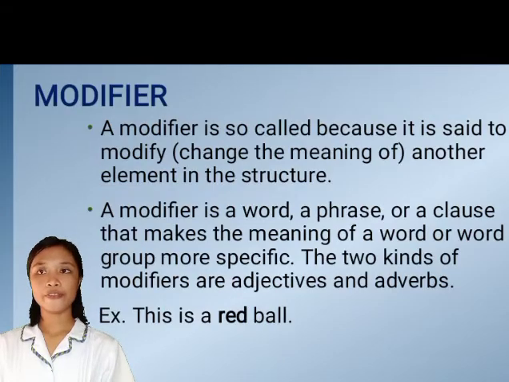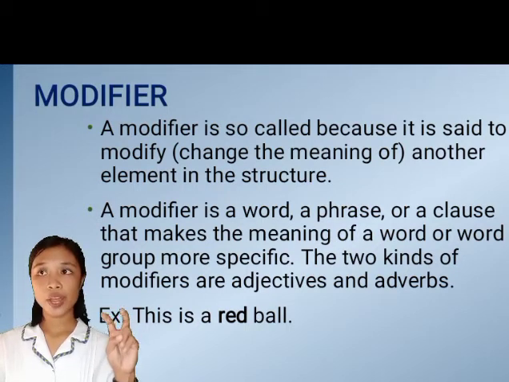What is a modifier? A modifier is a word, a phrase, or a clause that makes the meaning of a word or word group more specific. In the example, this is a red ball, the word red is the modifier and the word ball is the head being modified.